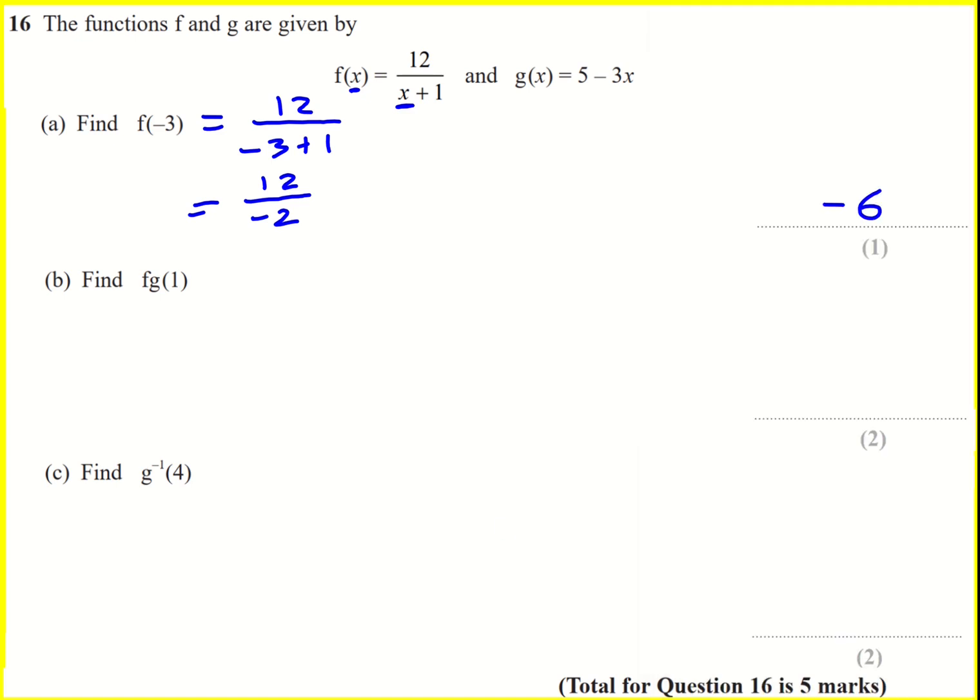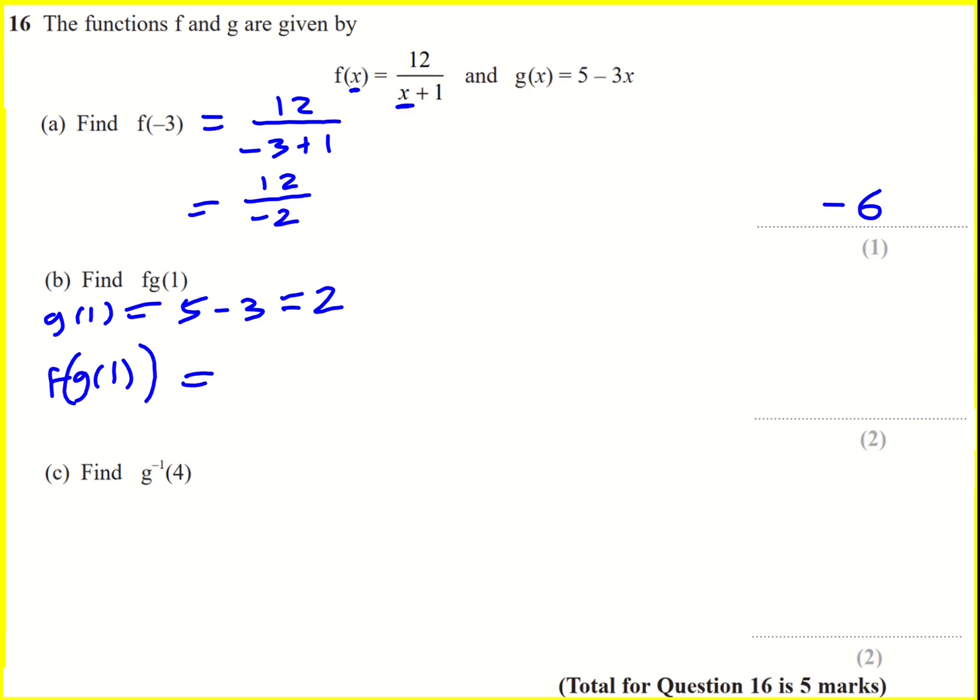Right, f of g of 1. So I'm going to now find g of 1 first. And it's going to work in the same sort of way. I'm just replacing x now by 1. So it'd be 5 minus 3 times 1, or just 5 minus 3, which is 2. And therefore, f of g of 1 is, actually you can put brackets around it here.